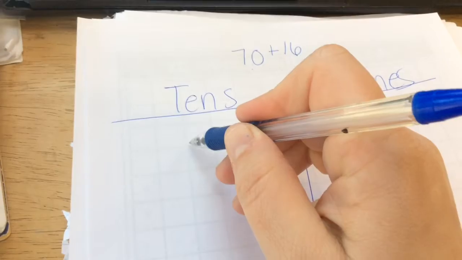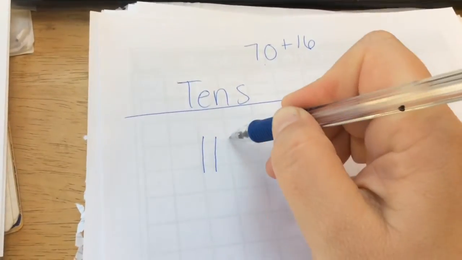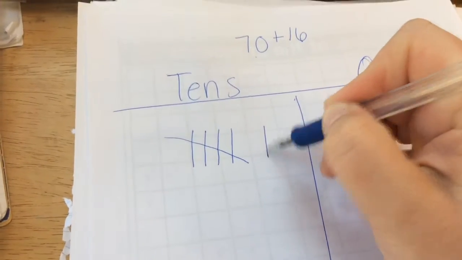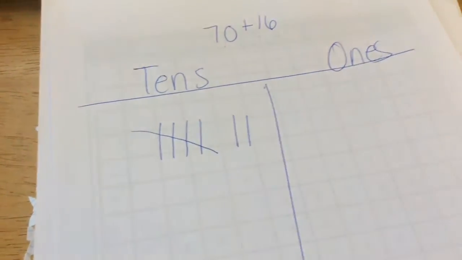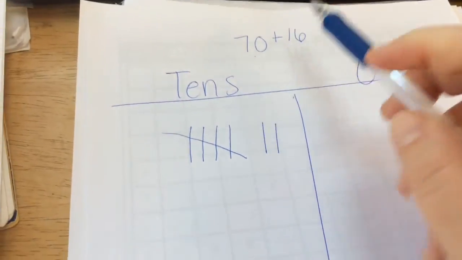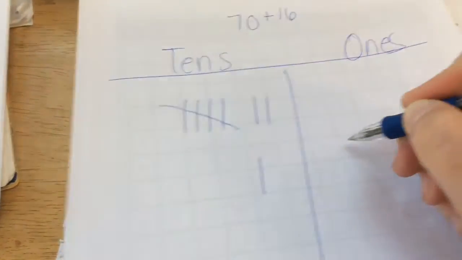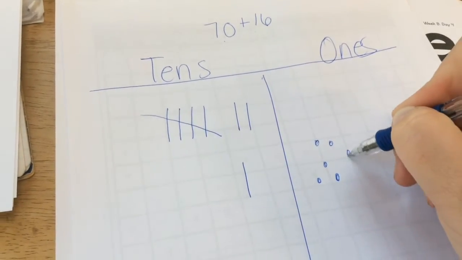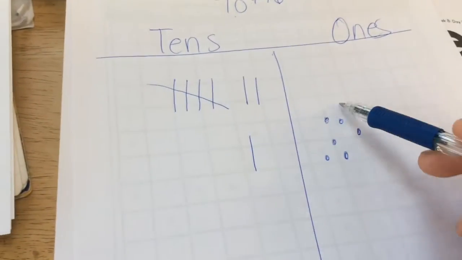So first, model out 70. 10, 20, 30, 40, 50. Give it that seatbelt. 60, 70. Then there's no ones in this one. Now let's model out 16. 10, 11, 12, 13, 14, 15, 16. I'm trying to do it visually so you can subitize quickly.